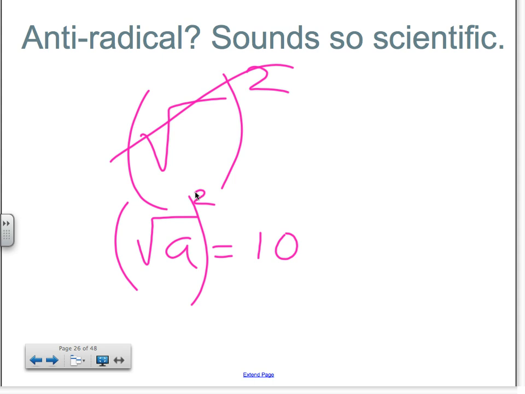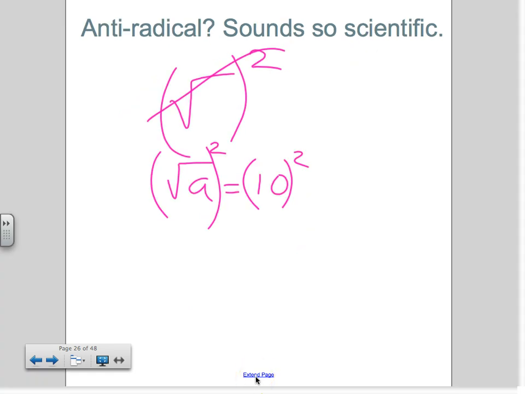But we know that for every equation, if we square one side, we have to square the other as well. So if I square it, do you agree that I will have to write square root of A times square root of A twice? Because it's squaring. Whatever I have inside, I have to write twice, right? And over here, 10 squared means 10 times 10. I'm trying to show you step by step.